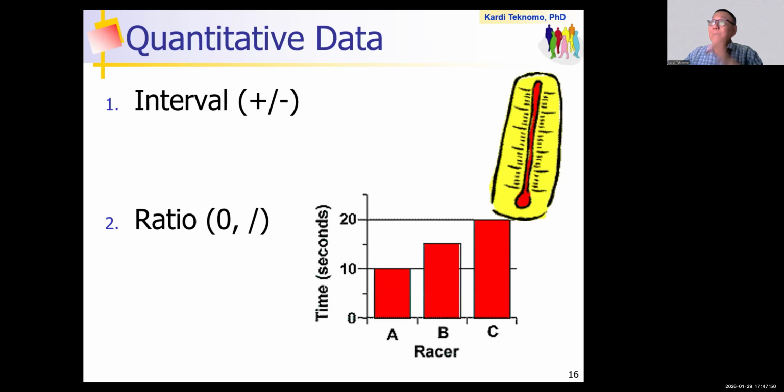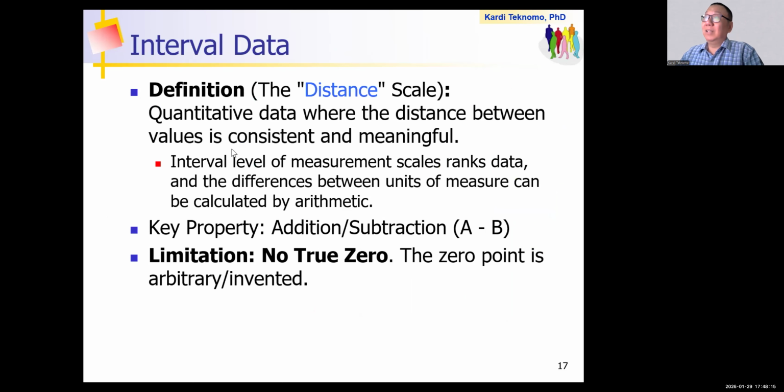The second part is the quantitative data, with interval and ratio. In the interval measurement scale, you can have plus and minus. So you can add, you can take the difference. In the ratio measurement scale, you have an absolute zero and you can divide. You can multiply. So what is interval data?